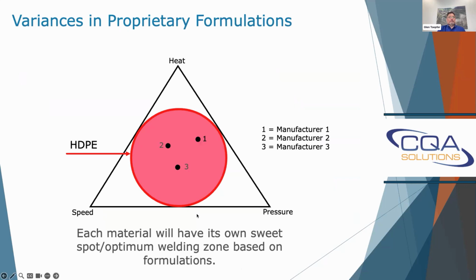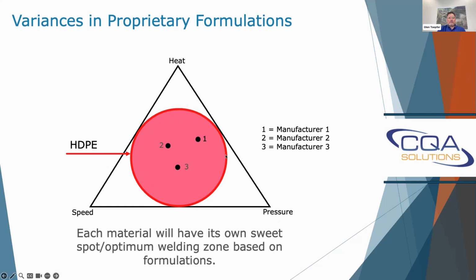And so what I did is try and illustrate this on a slide here, with a circle being the HDPE welding zone within the magic triangle that was presented by Eddie Weiser. So you have your heat, speed, and pressure. Inside, for all HDPE, it's going to fall somewhere in this circle, whatever the variables may be, it's going to fall in there somewhere.